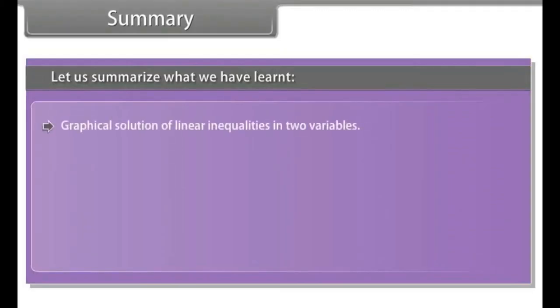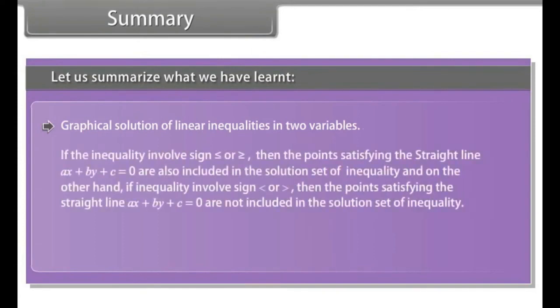Graphical solution of linear inequalities in two variables. If the inequality involves the sign less than or equal to or greater than or equal to, then the points satisfying the straight line ax plus by plus c equals 0 are also included in the solution set of the inequality. And on the other hand, if the inequality involves the sign less than or greater than, then the points satisfying the straight line ax plus by plus c equals 0 are not included in the solution set of the inequality.